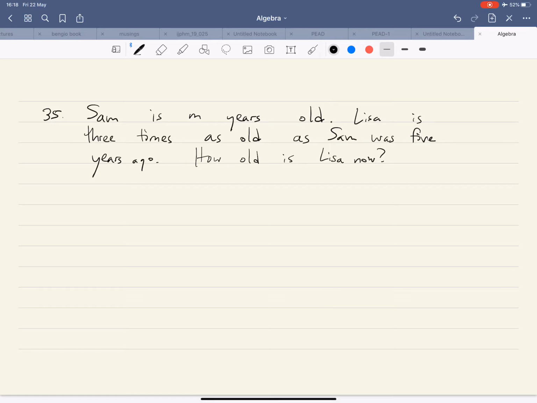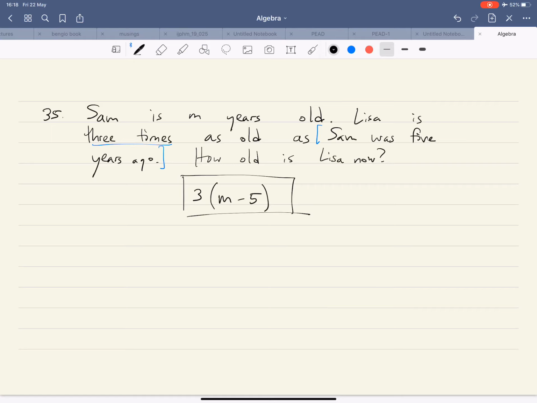Okay, so we know that Lisa right now, her age is 3 times as old as Sam was 5 years ago. So we've got this subphrase, Sam 5 years ago, which is going to be Sam's current age minus 5. And then we have Lisa's final age as 3 times that, right? So Lisa right now is 3 times m minus 5.